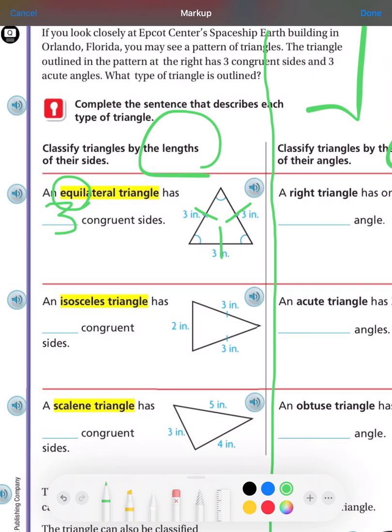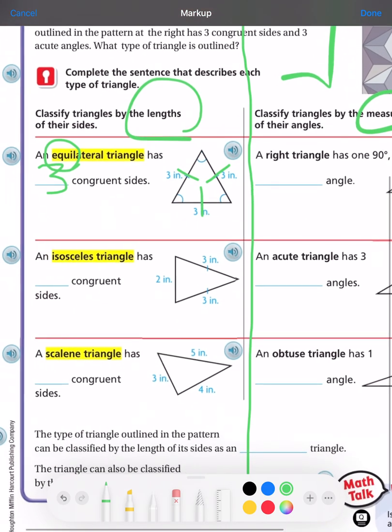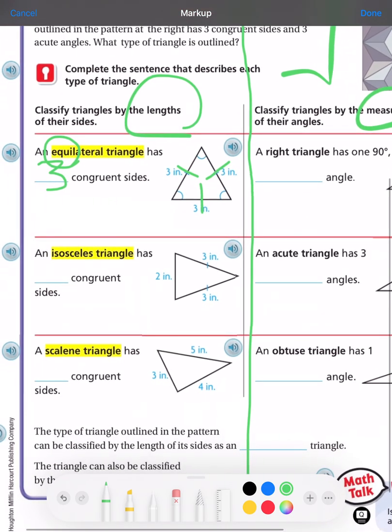The second way to classify by side length, the second kind, is an isosceles triangle. You will note that the isosceles triangle has two congruent sides, 3 inches, 3 inches, and then it has another side that's a different length. In this case, it's 2 inches. So it only has two congruent sides.